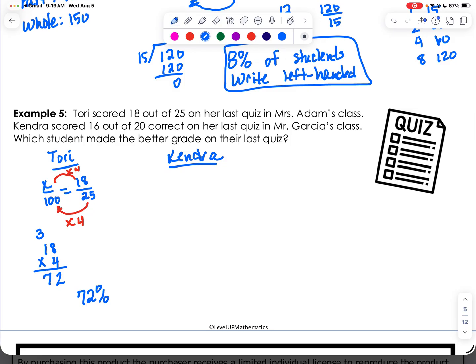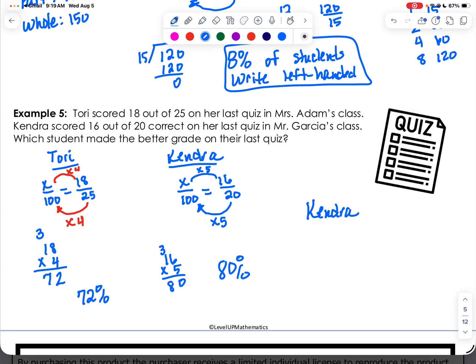All right, Kendra scored 16 out of 20. So this percent proportion would be x over 100 equals 16 over 20. Now, it's pretty easy to see the scale factor here. 20 will go into 100 5 times. So we're multiplying by 5. So 16 times 5 would be 80%. So Kendra got the better grade.